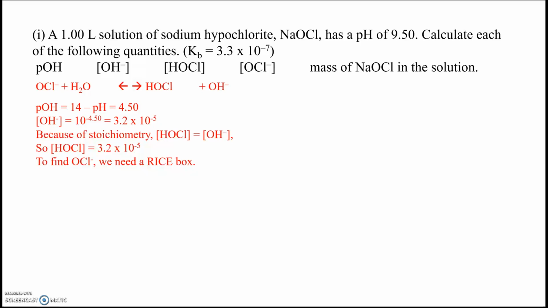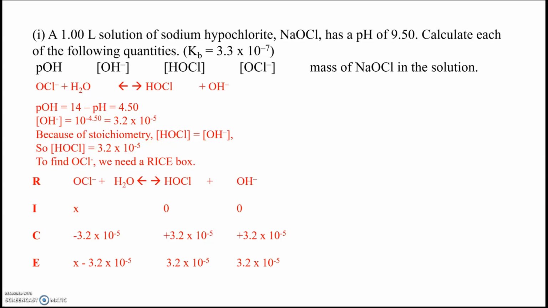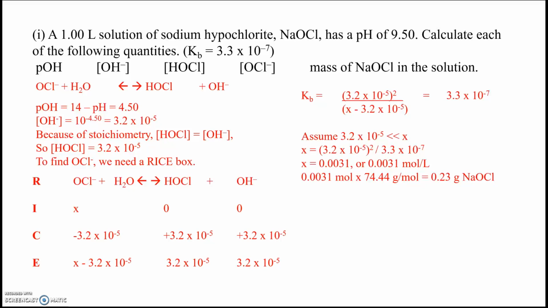To find OCl minus, we're going to need a RICE box. We set up our RICE box with our equation that we just did. We set up our initial concentrations. We know the change in these concentrations from our pH and pOH calculations. So now we have our final equilibrium, and we can plug that into our Kb. Because Kb is pretty small, we can be pretty comfortable that our 5% assumption is going to work. When we plug that in, we solve for X.